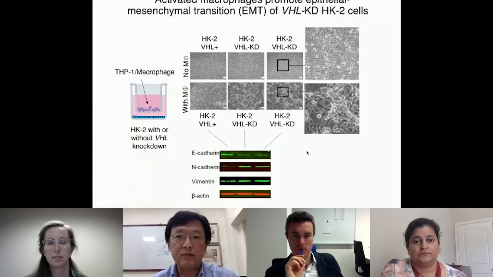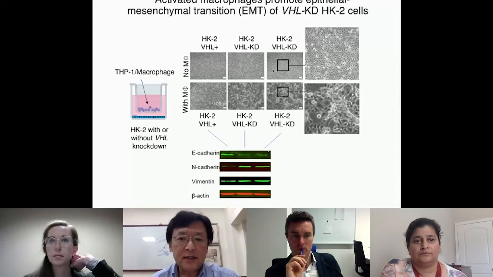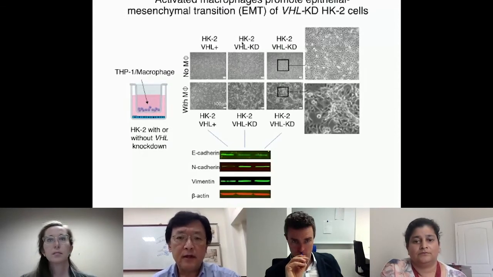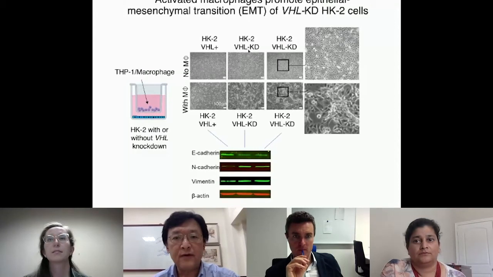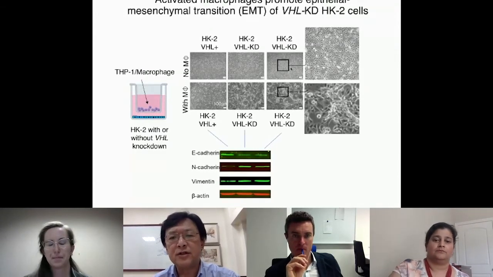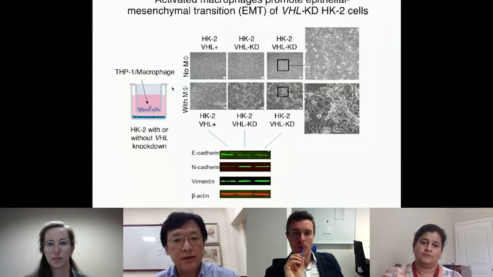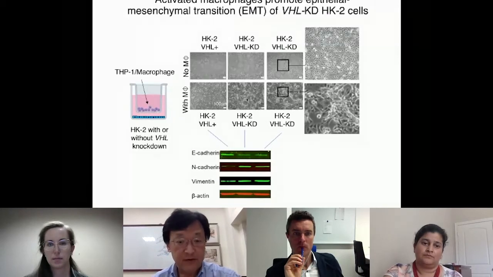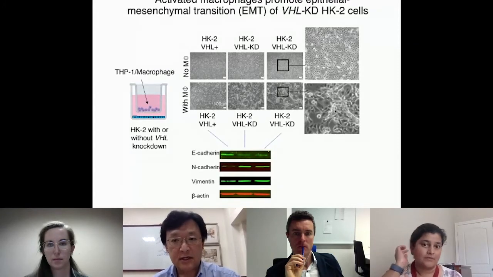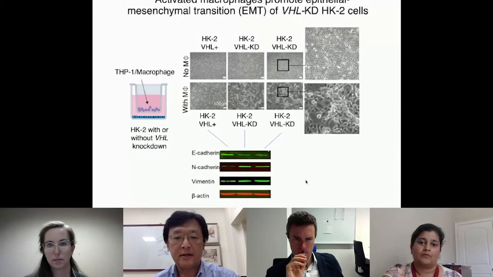And what does this M2 macrophage do? This is a simple experiment using HK2, which is a non-cancerous kidney tubule cell line. We knocked out VHL. The morphology didn't change, but if we knock down VHL and co-culture with macrophages, remember these macrophages can be induced into M2, and these tubule cells start changing, and there's an EMT type of transition going on, which can be shown by the reduced E-cadherin and increased N-cadherin, and so forth.